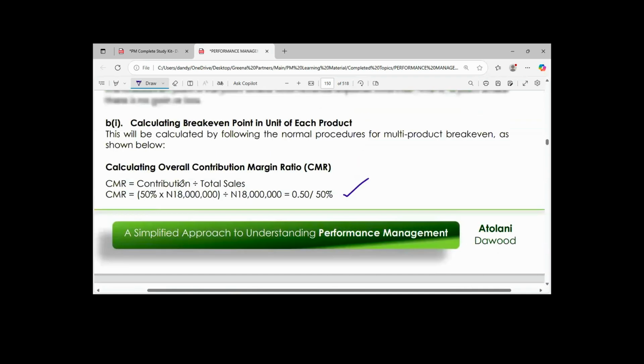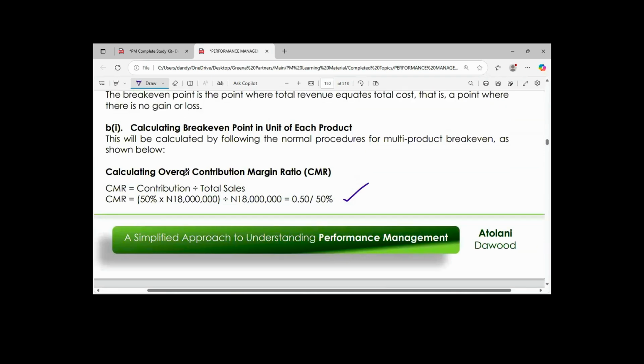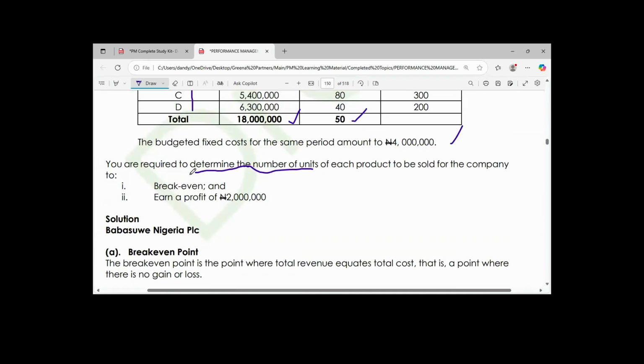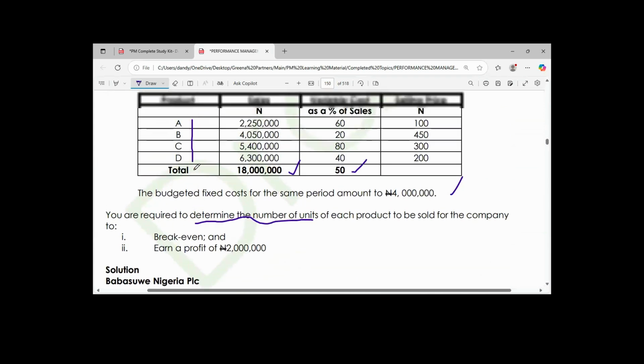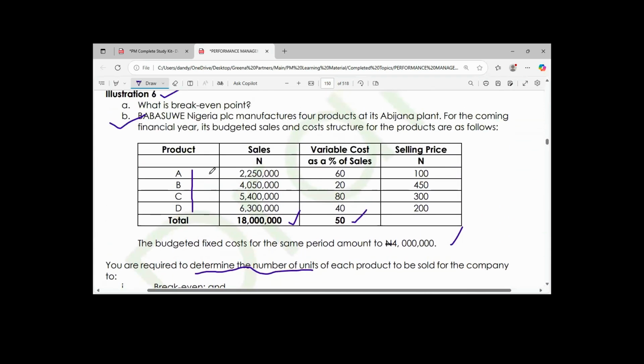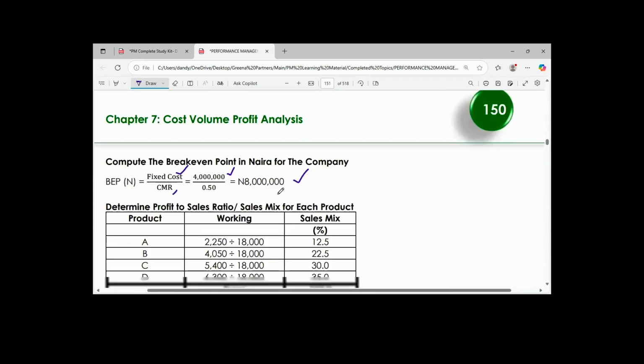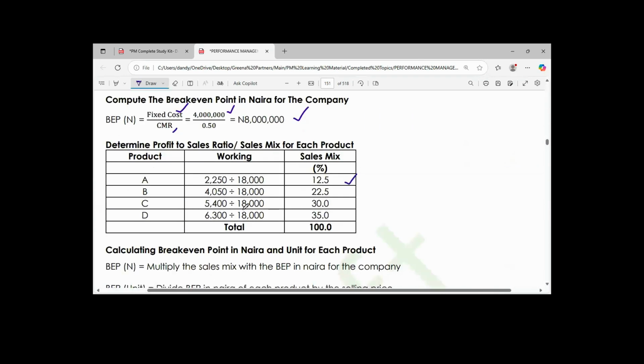Then step 3. Step 3 says you should calculate the sales mix, or the profit to sales ratio. To get the sales mix, you are supposed to divide the sales value of each product by the total sales value. For example, you are going to pick the sales value of product A, which is 2,250, divided by the total sales. Total sales is 18,000. Therefore, 2,250 divided by 18,000 will give you 12.5%.